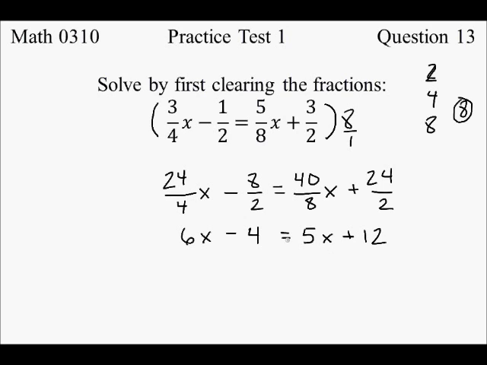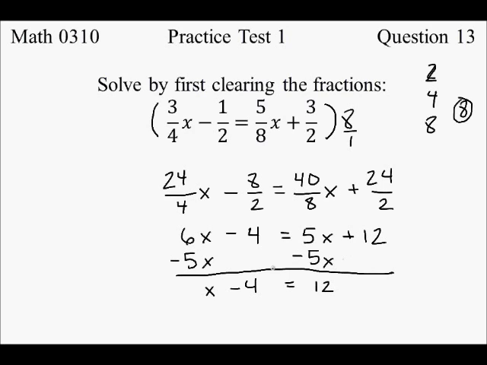So we want to get our x's together. I'm going to move my x's all to the left, so I'm going to subtract 5x here to get rid of this x term, gathering my x's on the left. So now we have 6x minus 5x there, which is just 1x, or just x here, minus 4. And the only thing left on the right-hand side is our positive 12 here.